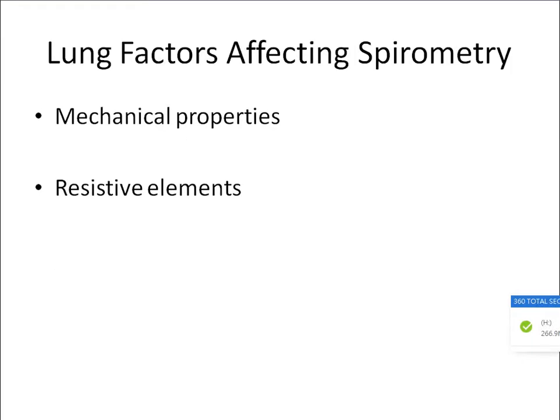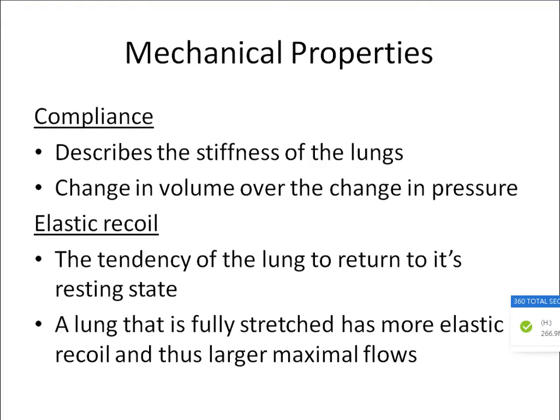Lung factors affecting spirometry are mechanical properties and resistive elements. Mechanical properties: compliance. Compliance is the change in volume for a change in pressure. It describes stiffness of the lungs. How stiff the lungs are. For example, in ARDS patients and patients with pulmonary edema, their lungs are very stiff. Elastic recoil is the tendency of the lung to return to its resting state. A lung that is fully stretched has more elastic recoil and thus larger maximum flows.